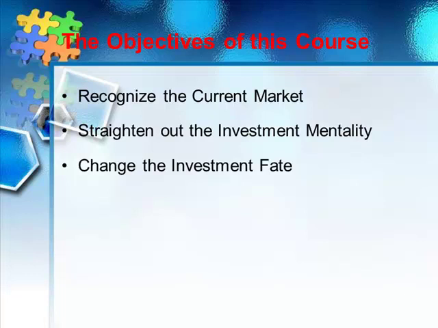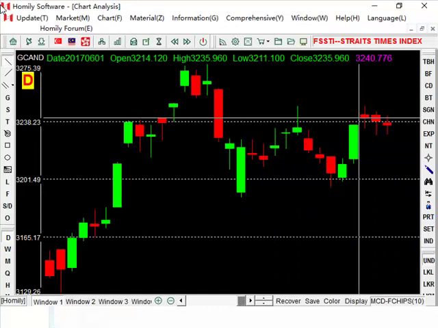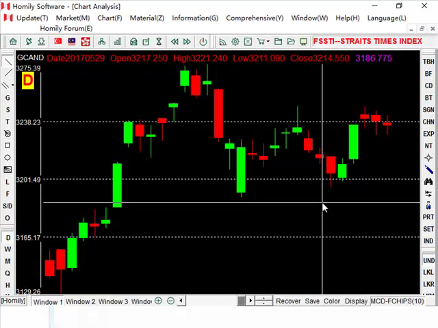So before the course, let's see the market first, because every course we will talk about the market first. So this is the market. Last time I already taught you some investment methods. I don't know whether you can remember or not.